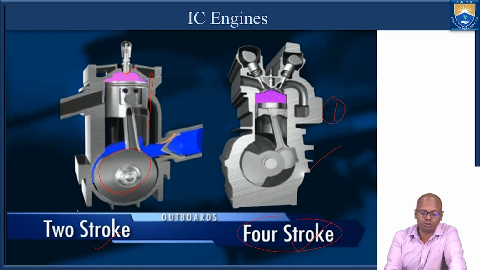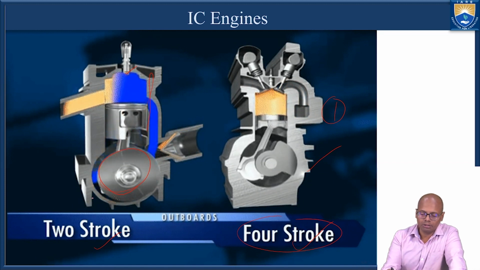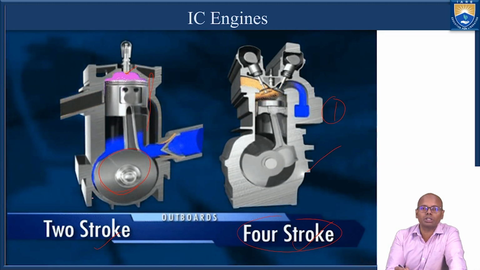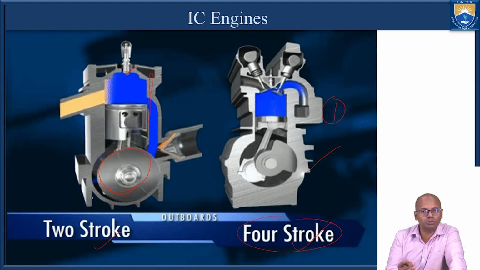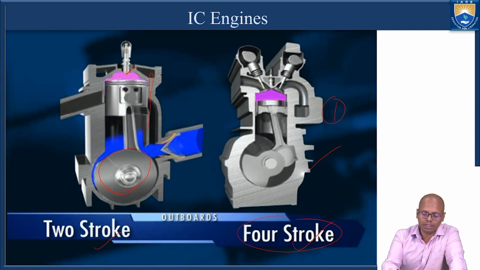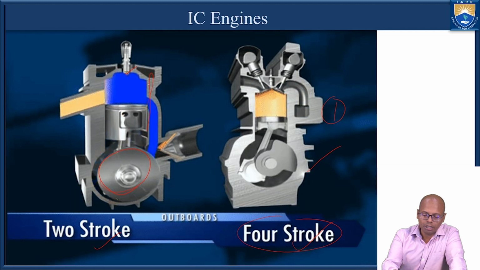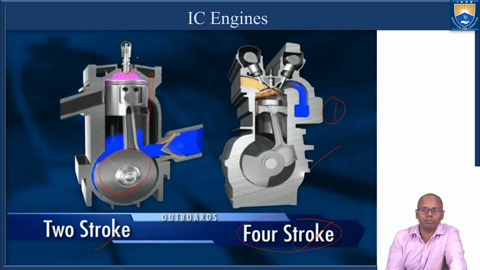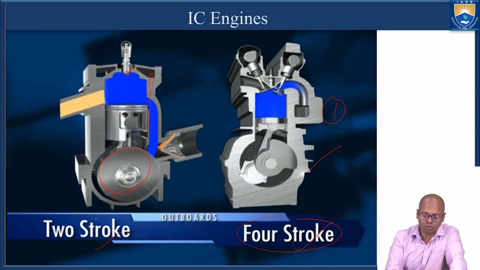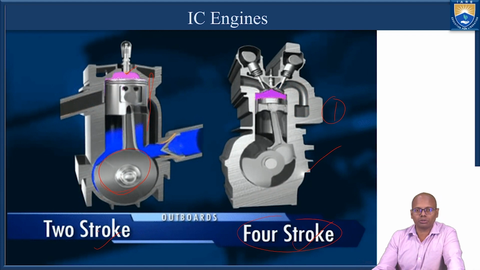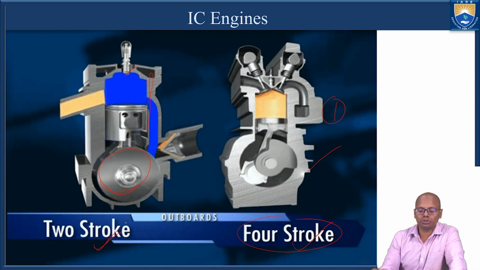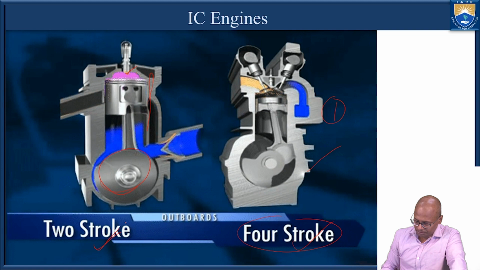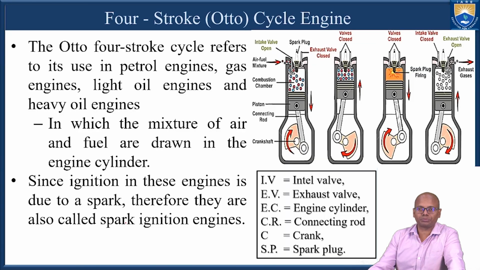Coming to the 2-stroke engines, all these 4 strokes are combined in 2 strokes itself, so that for 2 movements, the backward stroke and forward stroke, we have a power stroke. And this is the 2-stroke engine. Now we will see how the 4-stroke IC engine works.